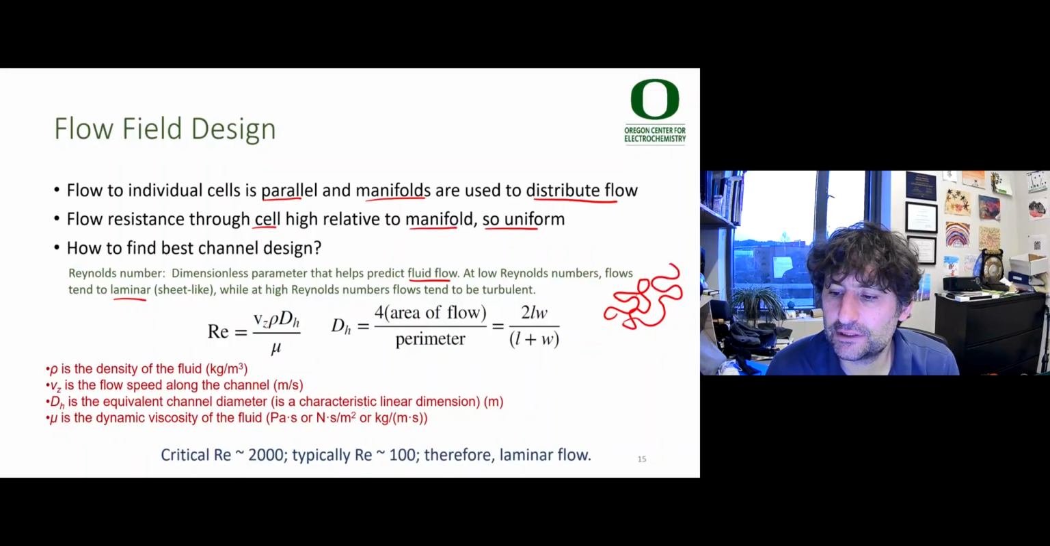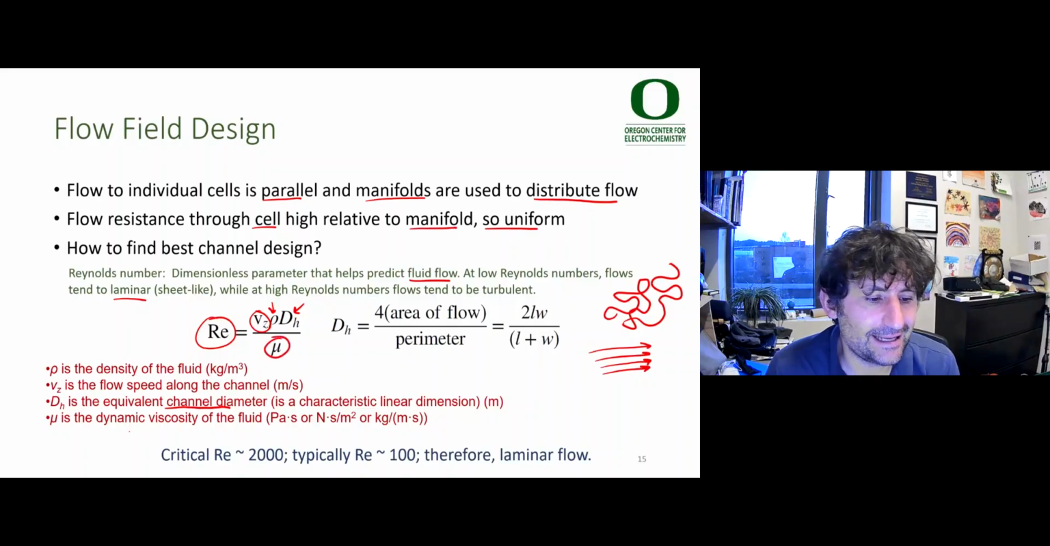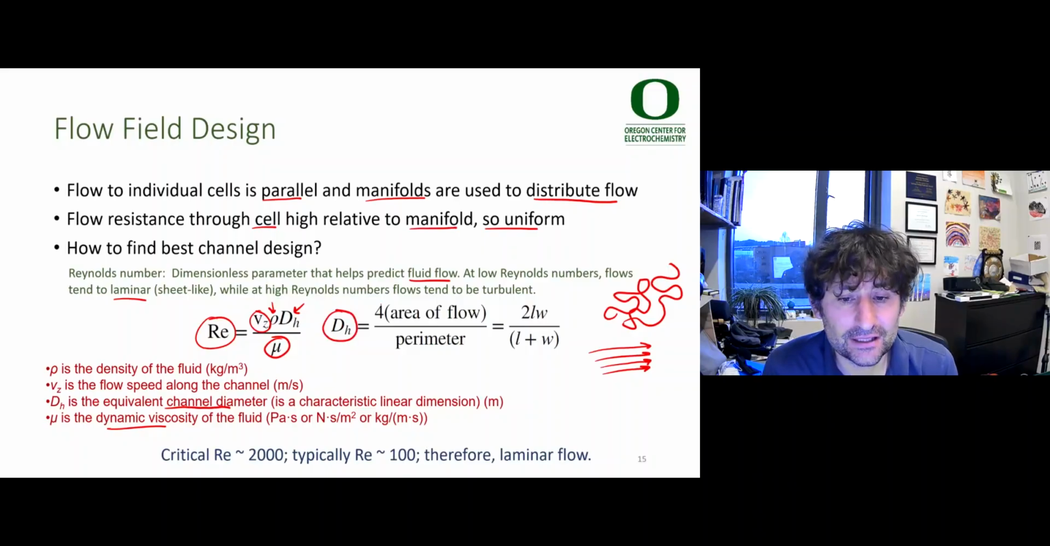As the flow is continuing in laminar flow, the velocity profiles are nice and smooth. So the Reynolds number is defined as the flow speed times the density of the fluid times some dimension, typically the channel diameter, divided by the dynamic viscosity of the fluid. We're going to define dH here, this equivalent channel diameter, as 4 times the area of the flow over the perimeter, or 2 times length times width over length plus width.